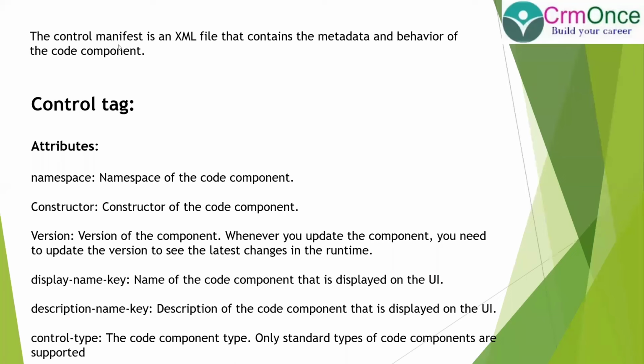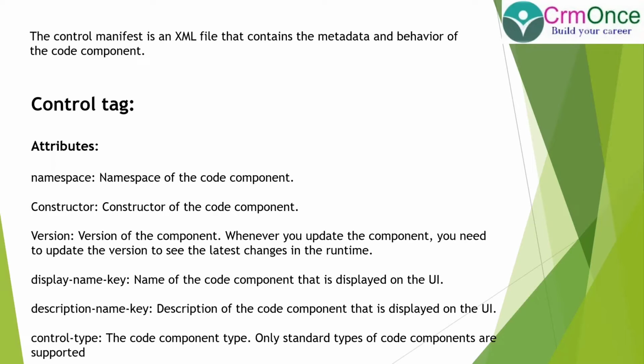The control manifest is an XML file that contains the metadata and behavior of the code component. The entire manifest file will contain all the metadata. While you are configuring this PCF control on model-driven apps or canvas apps, the properties you want to display, the data types and everything, you will be configuring in the manifest file. So the first tag we have discussed is the control tag. Under the control tag we have the namespace attribute and the constructor attribute, version, display name key, description key and the control type.